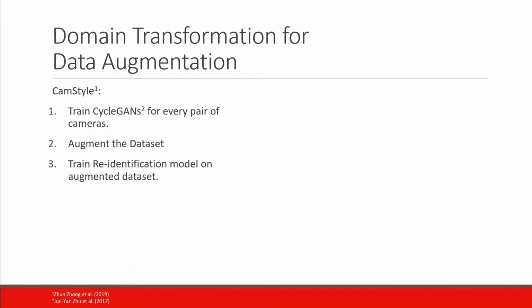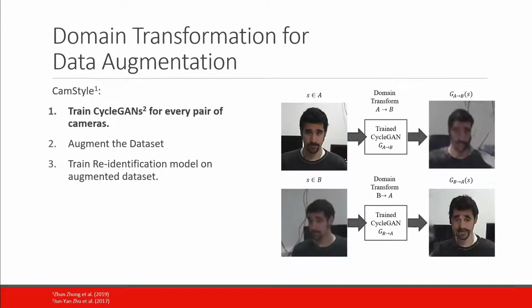An existing system that does this is called CamStyle, and it consists of three main stages. The first of which is to train a CycleGAN for every pair of cameras in the dataset. A CycleGAN allows you to perform a domain transformation from one domain to another, as well as the inverse transformation, hence the cycle in CycleGAN. Therefore, by simply treating each camera as its own separate domain and training a CycleGAN for each pair of cameras, we gain the ability to transform any image from any camera in the dataset into any other camera's domain.